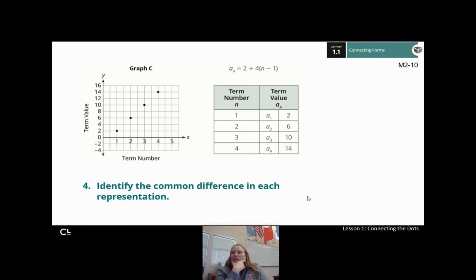And now what I would like you to do is, can you identify the common difference? Notice it says in each representation. I know you can find the common difference in the explicit formula, but see if you can find where that common difference is on your graph and where that common difference is in your table. I'm making you think now. So go ahead and hit pause, jot down some thoughts on that. You can draw on the graph, draw on the table, and then hit play when you're ready to continue the discussion.